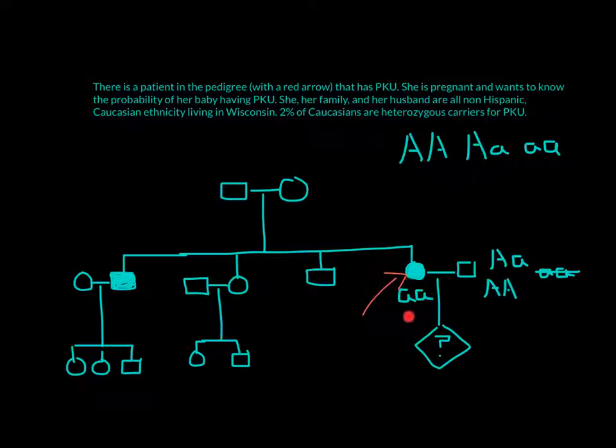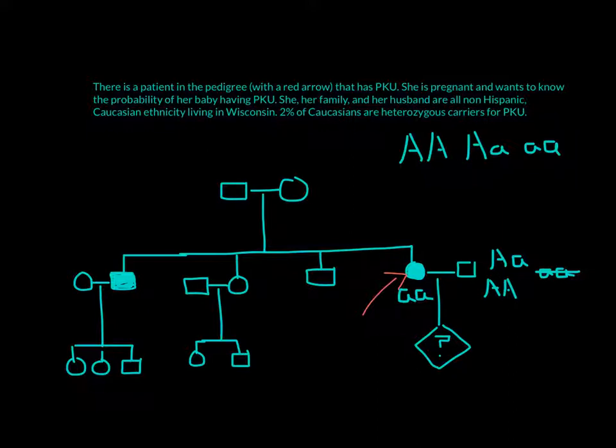So she has an autosomal recessive disease, right? Because PKU is autosomal recessive. So that means she has 2 recessive alleles. She, her family, and her husband are all non-Hispanic Caucasian ethnicity living in Wisconsin.